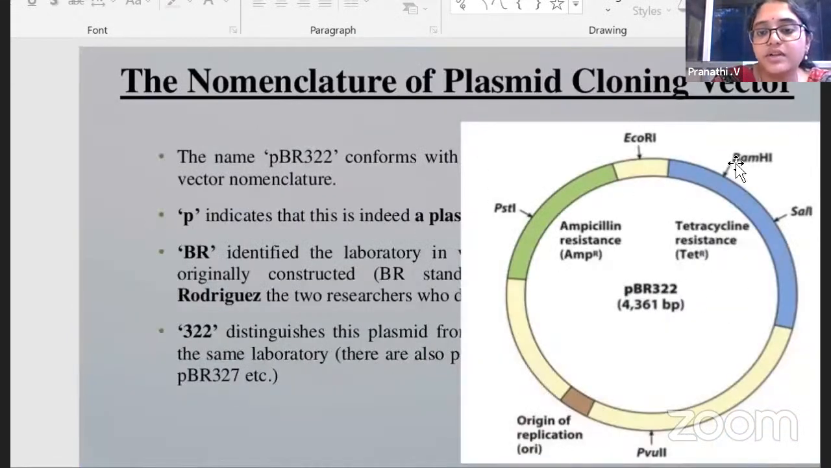So how are you going to name it? pBR means plasmid, BR means Bolivar and Rodriguez, and 322 is the lab name. It has an ampicillin resistance gene, EcoRI and BamHI are the sites wherein the endonucleases can act. Then you have a tetracycline resistance gene, and then you have an origin of replication.